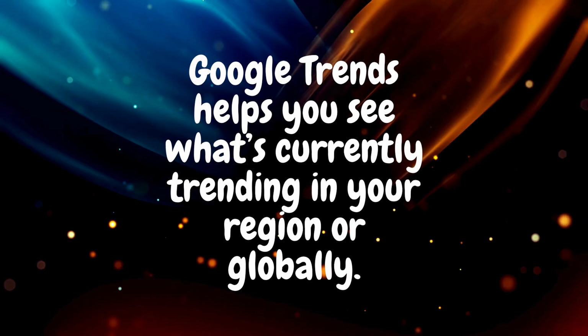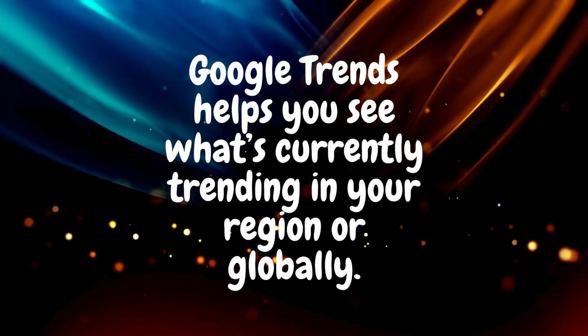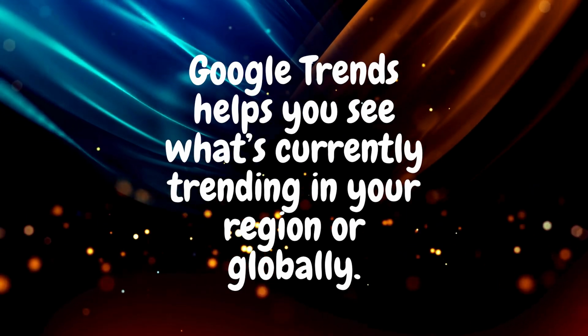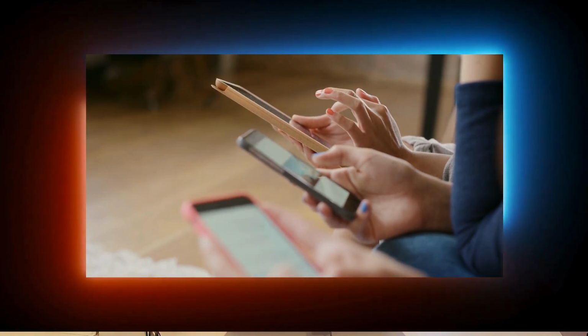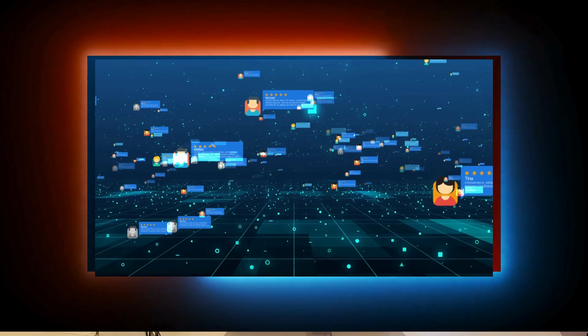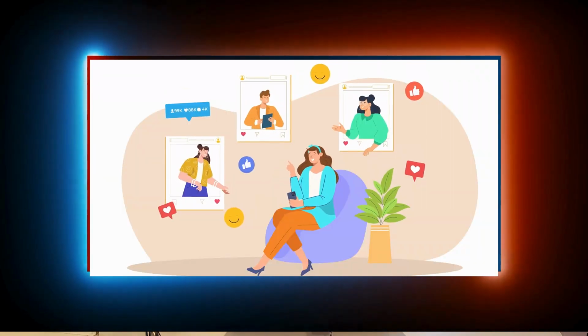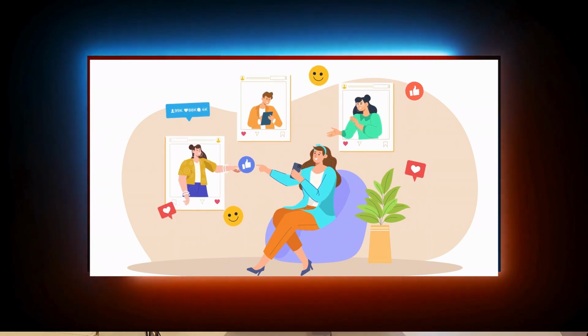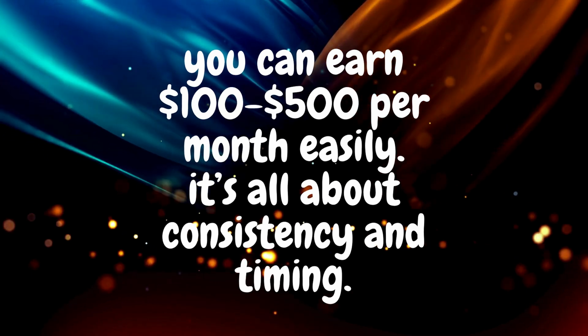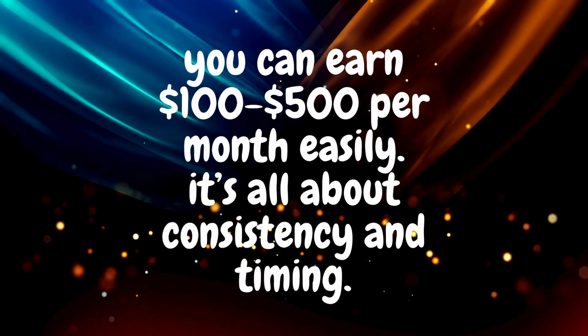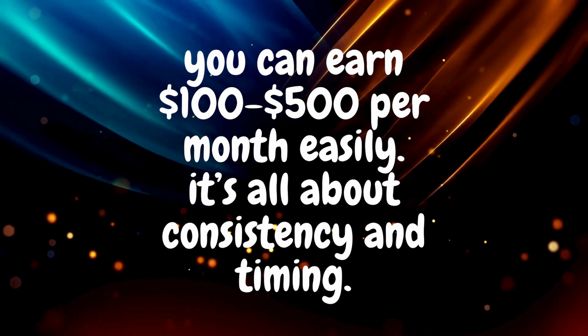So finally, let's talk about using Google Trends to identify viral content. How can you do this? Google Trends helps you see what's currently trending in your region or globally. Once you find a hot topic, you can create a blog post, a social media post, or even curate content for sharing in your networks. If you monetize these links using affiliate programs like Amazon Associates, ClickBank, or ShareASale, you can earn $100 to $500 per month easily. It's all about consistency and timing.